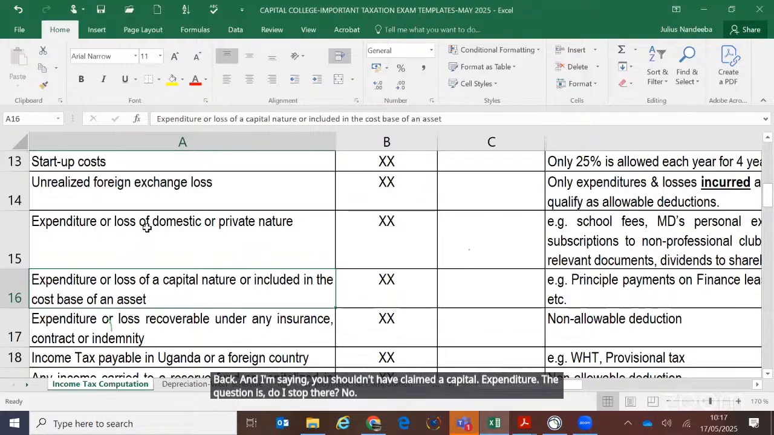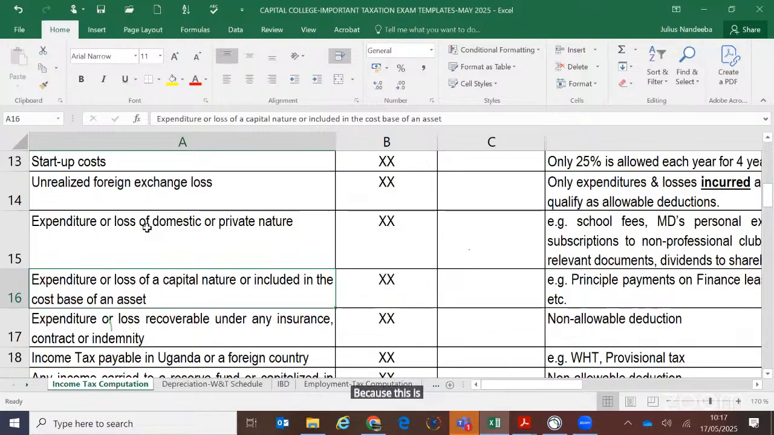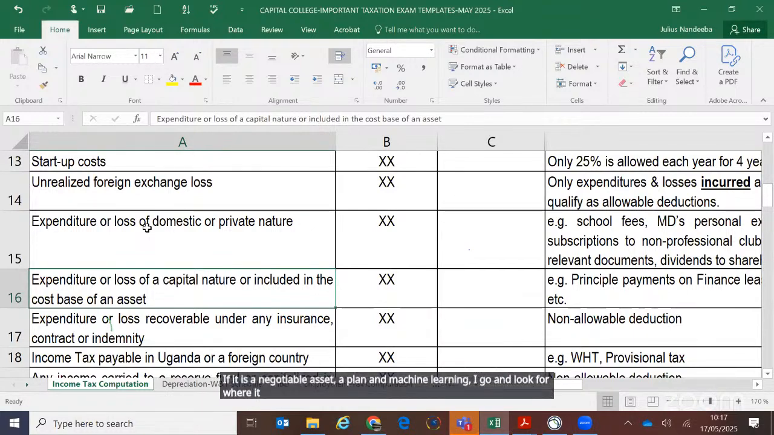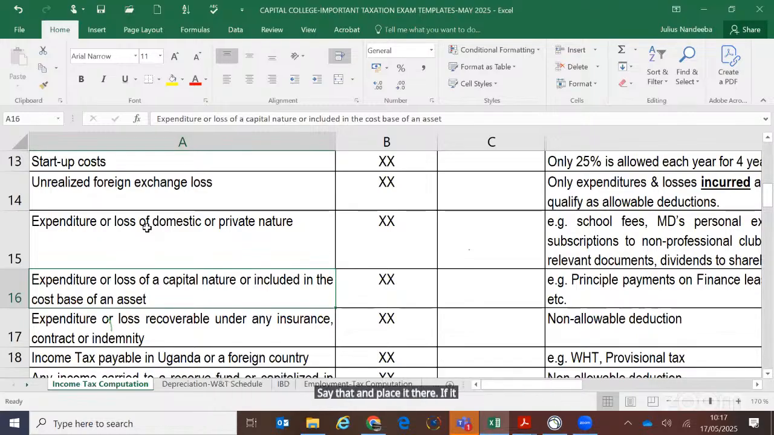No, because this is now an asset. Then I ask myself, where do I put this asset? If it is a depreciable asset, plant and machinery, I look for where it falls in the wear and tear schedule and place it there. If it is a building, I then calculate IBD on it. Do you see how you earn 2 marks?